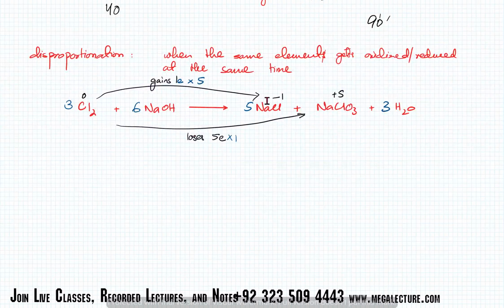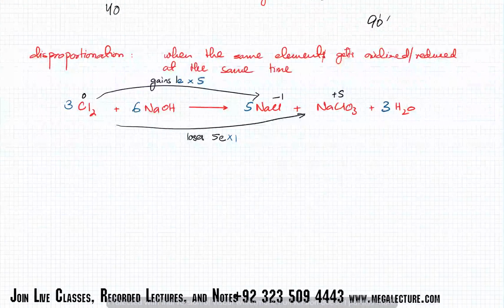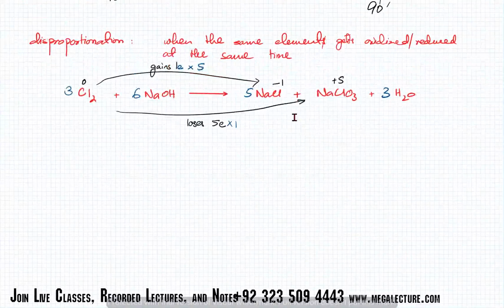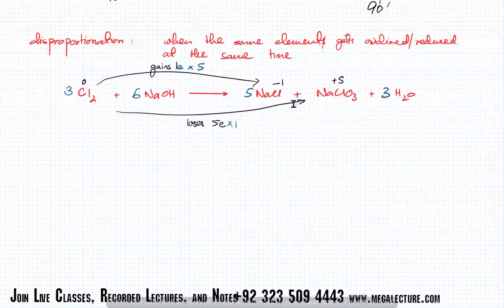So I would have 5 Cls, which are -1. And on the other hand, I'll multiply this with 1, so I just need 1 Cl, which is +5. Okay? Is this clear how this equation got balanced? Yeah, it's clear.